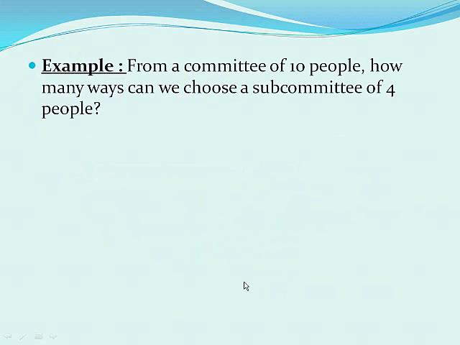From a committee of 10 people, how many ways can we choose a subcommittee of 4 people? So we are speaking about selecting a subcommittee of 4 people, and the subcommittee remains the same in whatever order we select the 4 people. So the order doesn't matter here. So it's a combination case. The answer will be combination of 10 people taken 4 at a time, C(10,4). According to our formula, this will be equal to 10 factorial divided by 4 factorial multiplied by 10 minus 4 factorial, which will be 6 factorial. If we put this in the calculator, we will get 210.